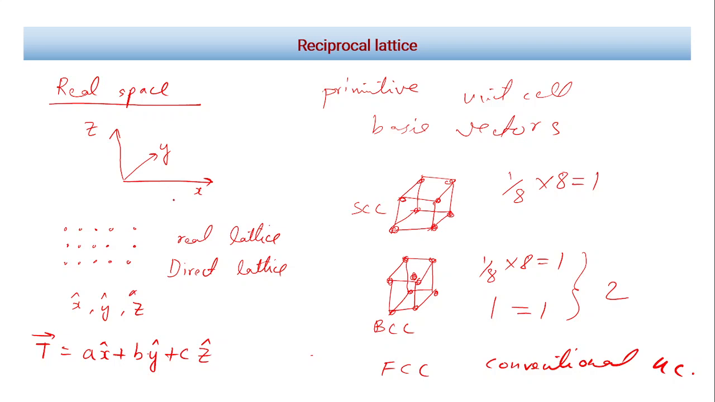Okay. Now, as I said, to define these primitive unit cells, we need unit vectors in real space or direct lattice space. Say if my lattice vectors are A1, A2, A3, any way we can represent. Either I can say this or I can say X, Y, Z. All it means is the 3 orthogonal lattice vectors. Okay, this is my primitive unit basis vector.